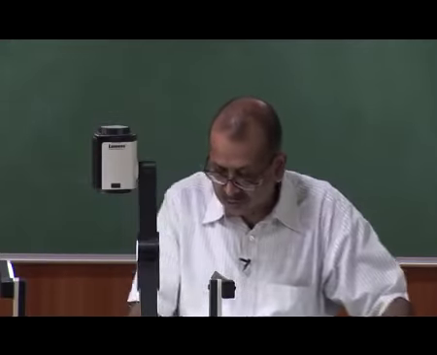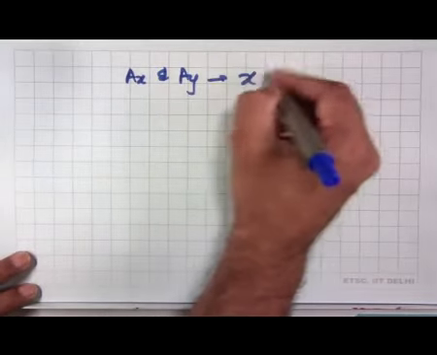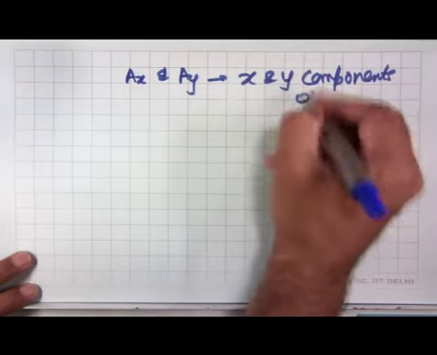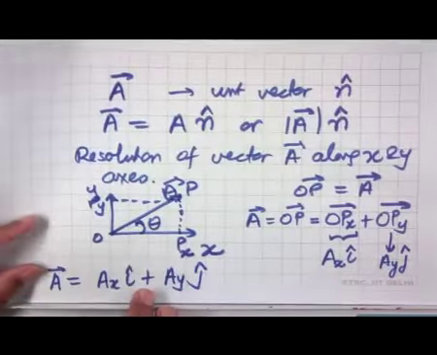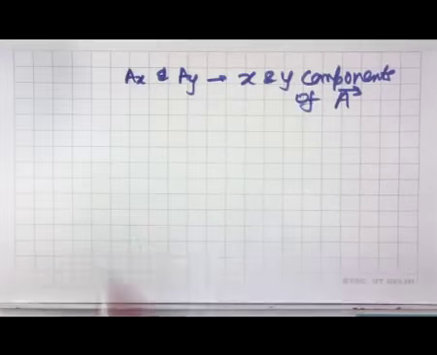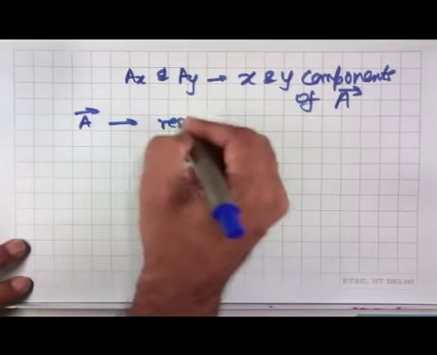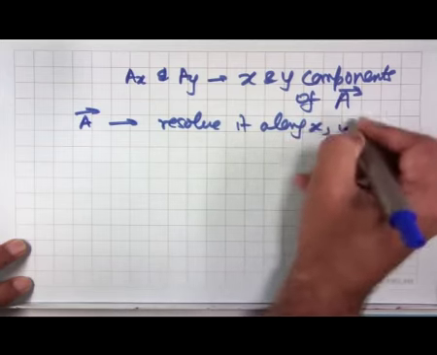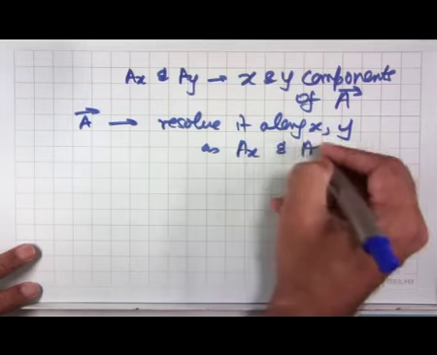and Ax and Ay are called the x and y components of A. So, Ax and Ay are the x and y components of the vector A. Now, we have vector A, and we can resolve it along x and y as Ax and Ay.